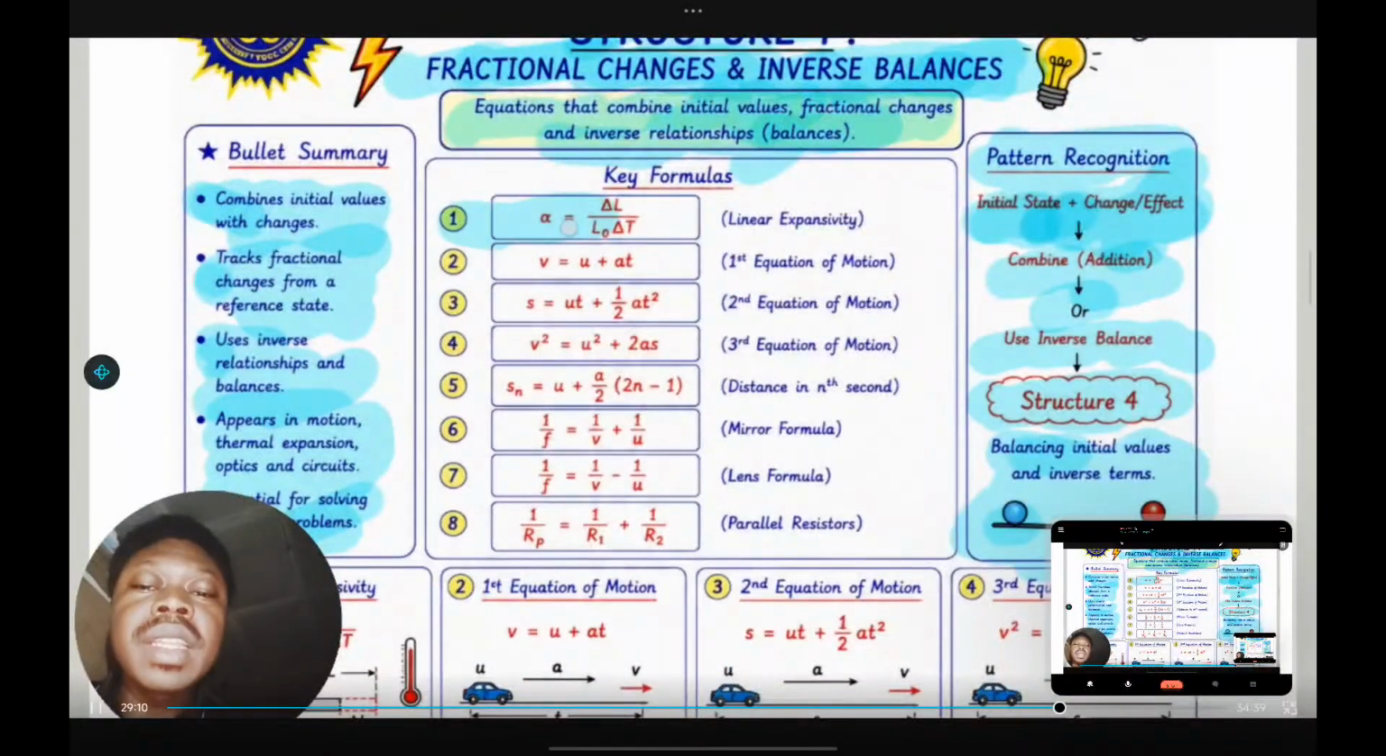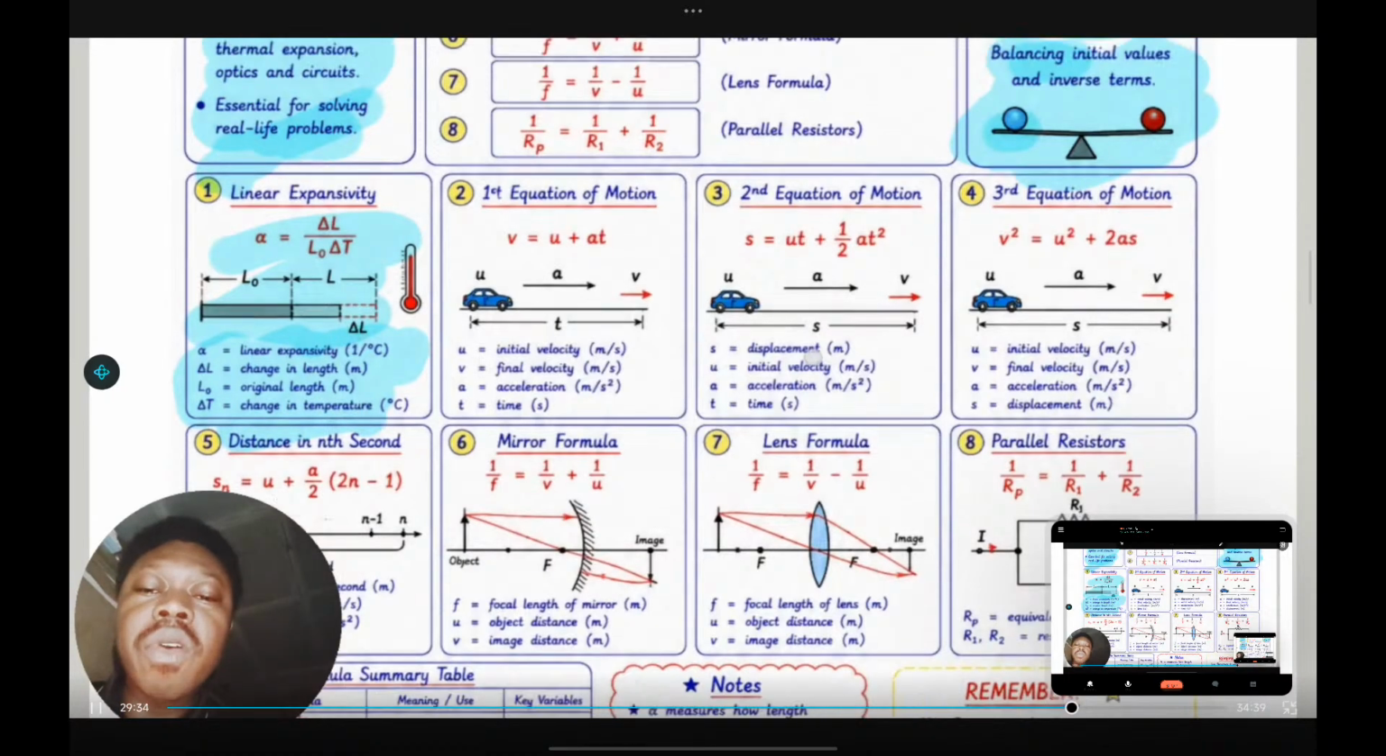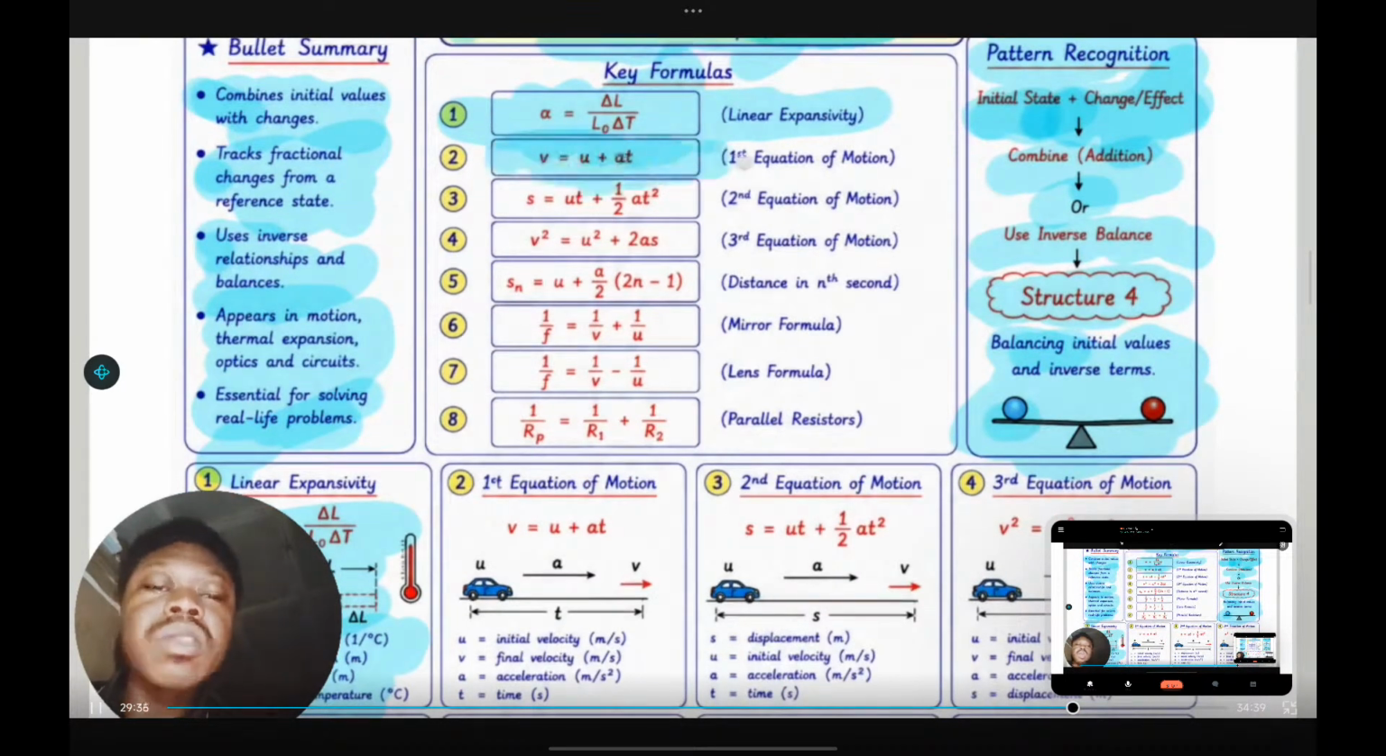You see the first one here is the alpha. Under linear expansivity, alpha equals delta L over L naught multiplied by delta theta. You can see that it is given this way. Look at the structure here, where alpha is your linear expansivity, and delta L is your change in length. You can have your L2 minus L1 and so on. Then we have the second structure, which is the first equation of motion: V equals U plus AT. These are also the foundational formulas.